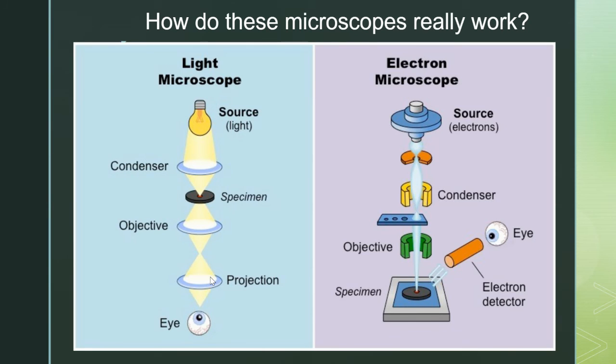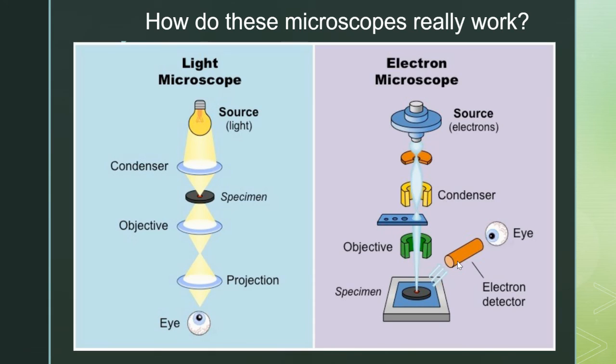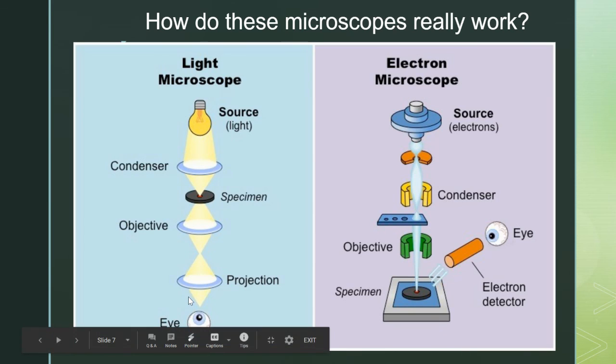Here's again kind of how they work. So in the electron microscope, you have a specimen and a beam of electrons is hit onto that, and it ends up collecting data on an electron detector because it scatters the electrons, and then the image is produced on a computer and your eye can see it. But on a light microscope, it's much simpler. There's a light source. It's shined through a specimen and then projected directly onto your eye.